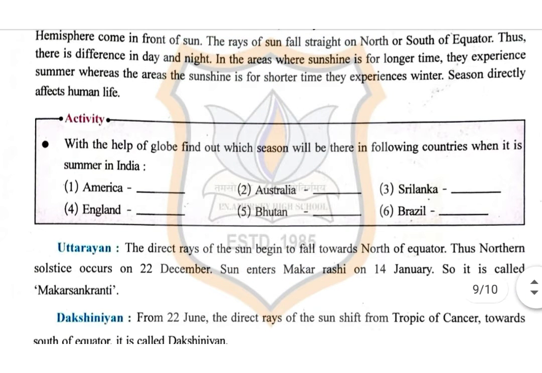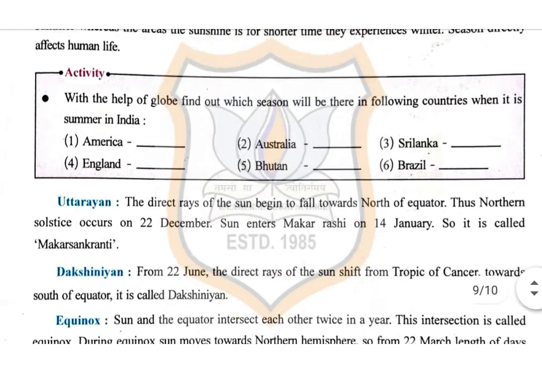Now again one activity is for you children. With the help of the globe, find out which season will be there in the following countries when it is summer in India. Number 1 America, number 2 Australia, third Sri Lanka, fourth England, fifth Bhutan and sixth Brazil.